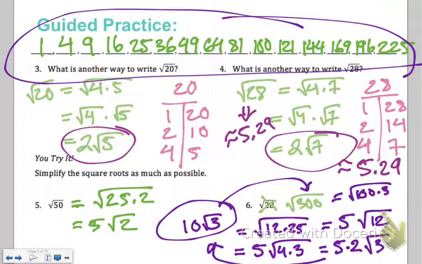So with the bigger numbers that you have in your classwork today, just make sure that it is in simplest form, that you can't break down the number that's under the square root symbol, that's under the radical sign, anymore.